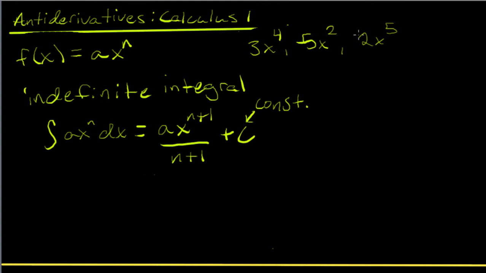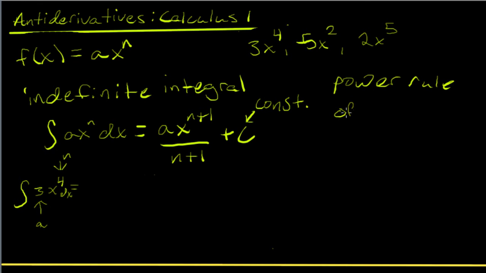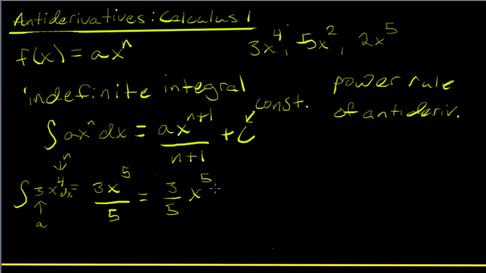So let's take a look at these three examples that we have here. If we have the integral of 3x to the fourth dx, we see that 3 is a and 4 is n. According to our rule, which is called the power rule of antiderivatives, a stays where it's at, and this is going to be x to the n plus 1, so that's 4 plus 1, which is 5, over n plus 1, which is 4 plus 1, which is 5. So we get 3/5 x to the fifth. And don't forget your plus c. I'll tell you what this plus c is in a minute.